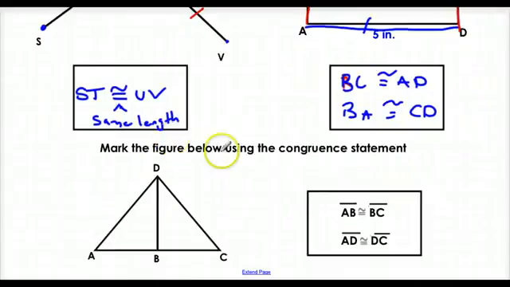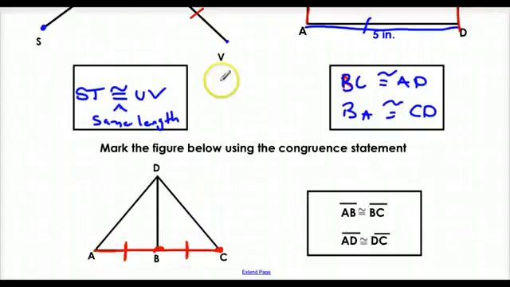Now we're going to go the opposite direction. We're going to mark this figure using the congruent statement. We know AB, this part right here, is congruent to BC, which is over here. Since I know AB is congruent to BC, we're going to put a line here. AB is congruent to BC, so I know they're the same length.